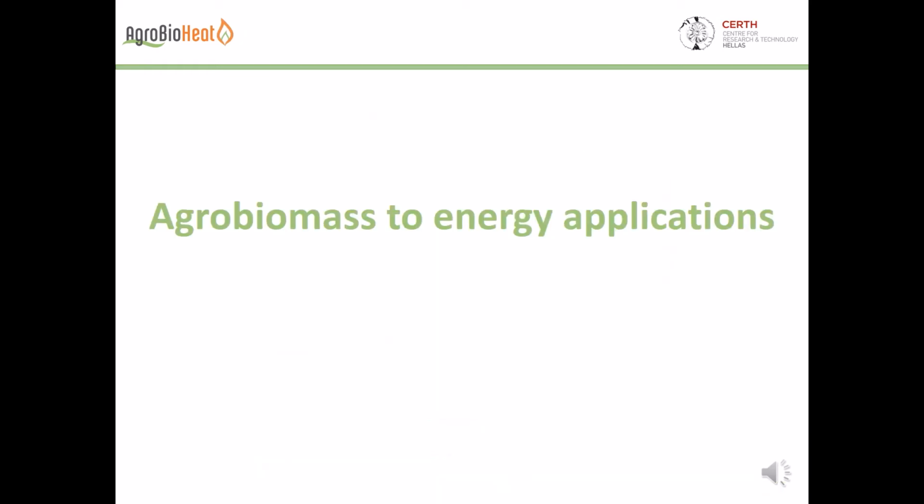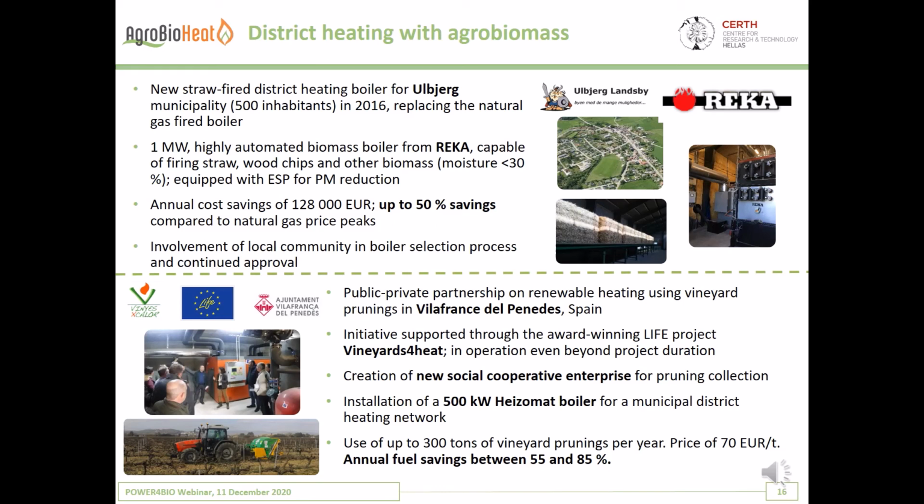So, having briefly explained what is the current status and the challenges to agrobiomass combustion, I will now move on to discuss some energy applications where agrobiomass can be effectively deployed. So, one case where we find agrobiomass effectively used is district heating, especially in rural areas. I present you here two examples. One is from Denmark. It's, I would say, a fairly typical example for the Danish case, which uses straw for the district heating demands of several municipalities.